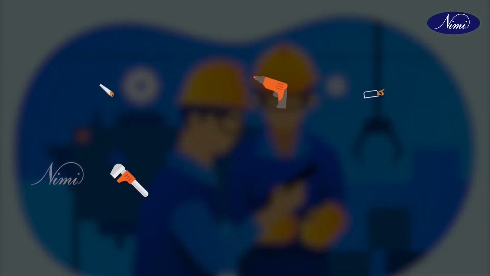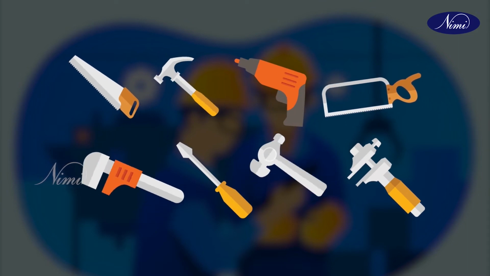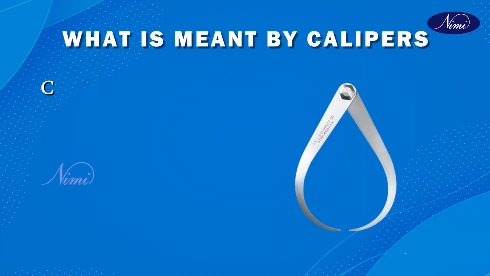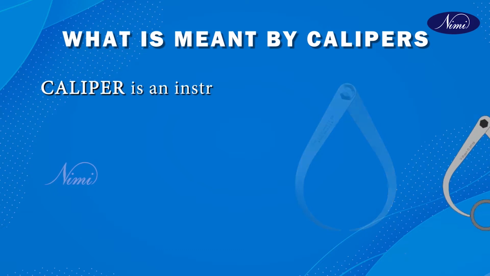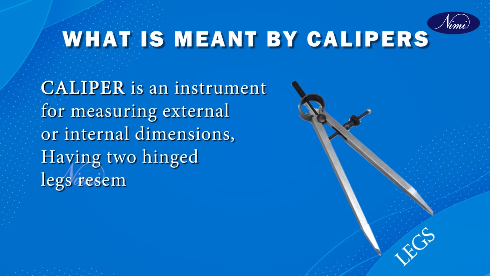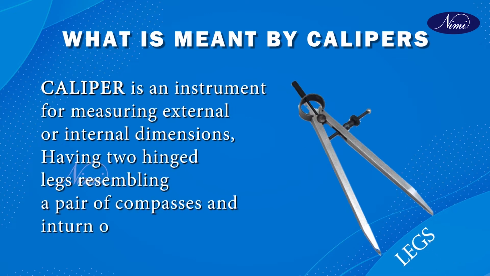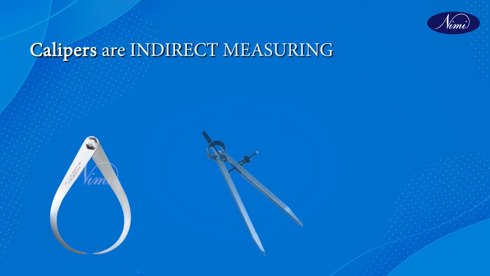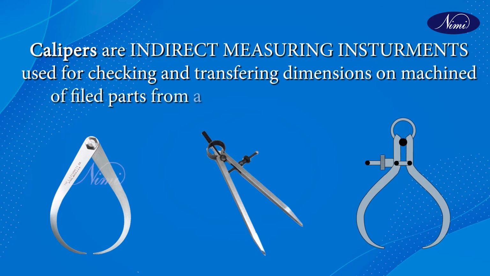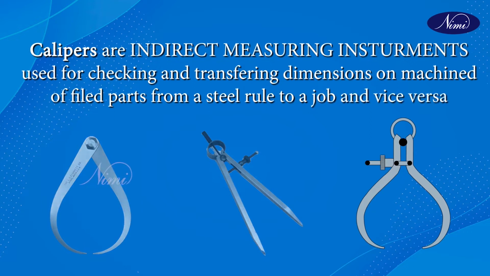In workshop, a lot of instruments are used according to the profile of the job and accuracy. What is meant by calipers? Caliper is an instrument for measuring external or internal dimensions, having two hinged legs resembling a pair of compasses and in-turned or out-turned joints. Calipers are indirect measuring instruments used for checking and transferring dimensions on machined or filed parts from a steel rule to a job and vice versa.